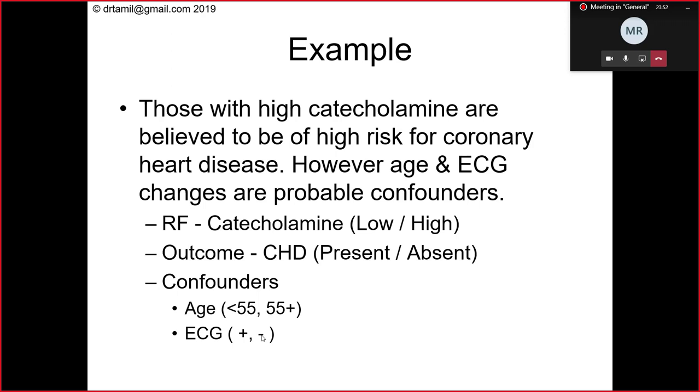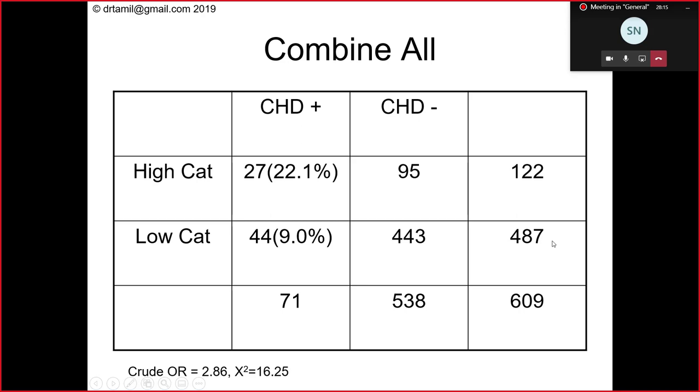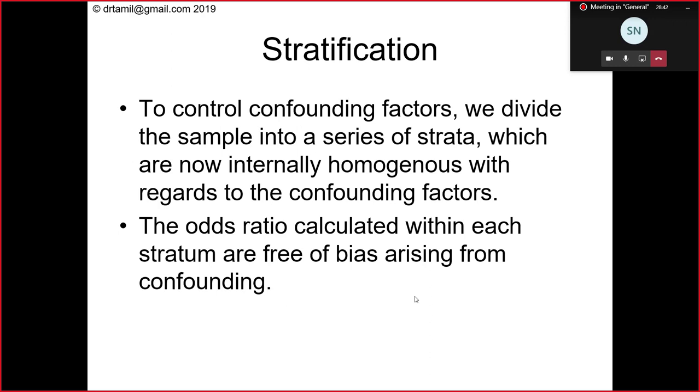So they say the crude OR is 2.86, chi-square 14.98. So these are the results. Problem now, if you look here, 22%, 9%. You expect this one to be significant, that those who are highly stressed end up with a higher rate of coronary heart disease compared to those who are not highly stressed. Right now we suspect that age and ECG changes have a role to play. They may be confounding factors. Therefore, we have to control for age and ECG changes.